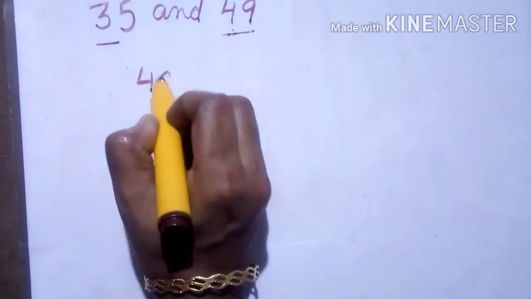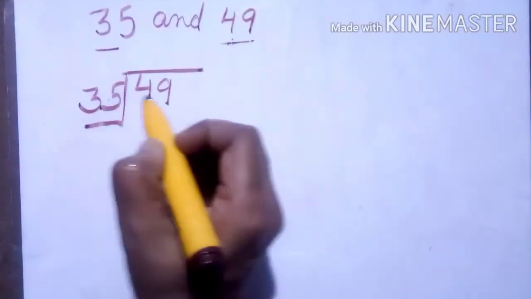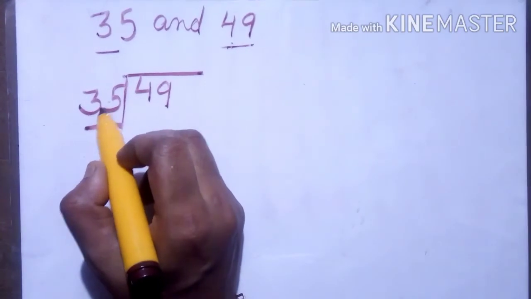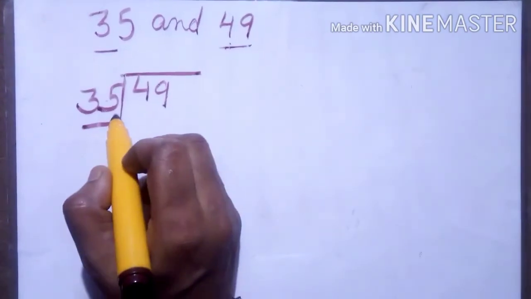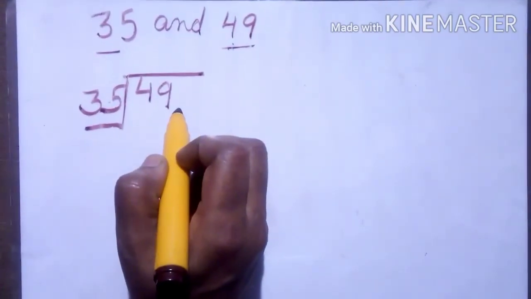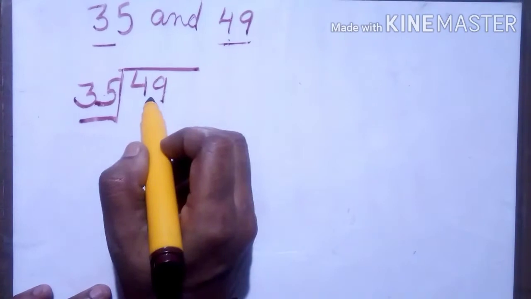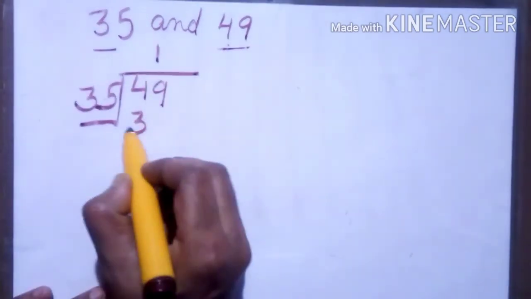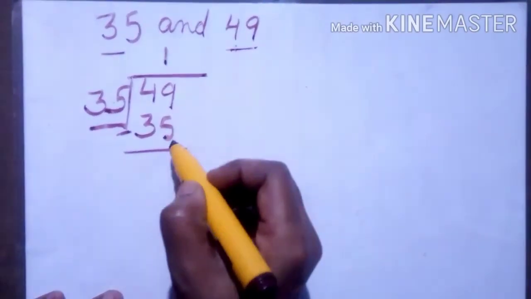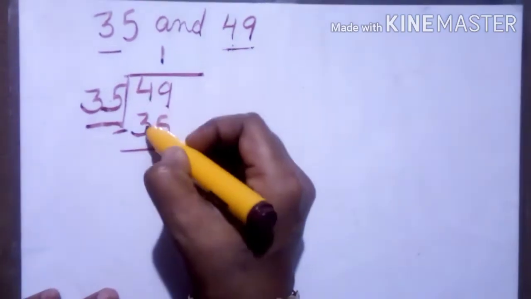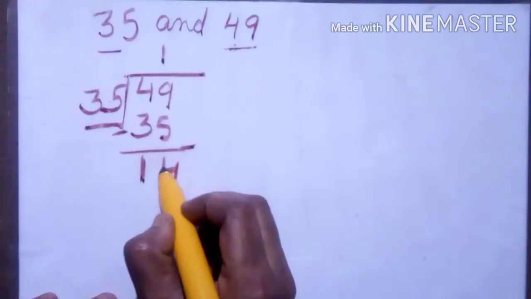Okay, 49 divided by 35. Here 35 is the divisor and 49 is the dividend. How many times does 35 go into 49? 1 time, 1 times 35 is 35. Then subtract. When you subtract, you get 9 minus 5 is 4 and 4 minus 3 is 1. Now you got the remainder 14.